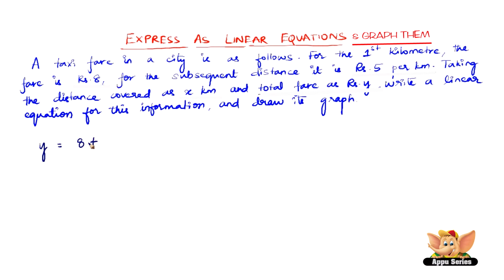and we need to add how much it is going to cost for the rest of the kilometers. The total distance is x kilometers, but for the first kilometer we've already got rupees 8. Therefore, let us subtract 1 kilometer from x, that is x minus 1. For x minus 1 kilometers, it is going to cost rupees 5 per kilometer, because that is the rest of the kilometers. So here we have the equation. We can simplify this and write it as y equals 8 plus 5x minus 5, which is y equals 5x plus 3, because 8 minus 5 is 3.